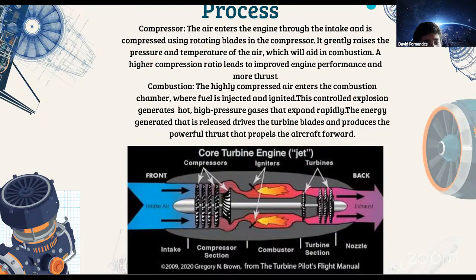Combustion. The highly compressed air enters the combustion chamber where fuel is injected and ignited. This controlled explosion generates hot, high pressure gases that expand rapidly. The energy that is released drives the turbine blades and produces the powerful thrust that propels the aircraft forward.